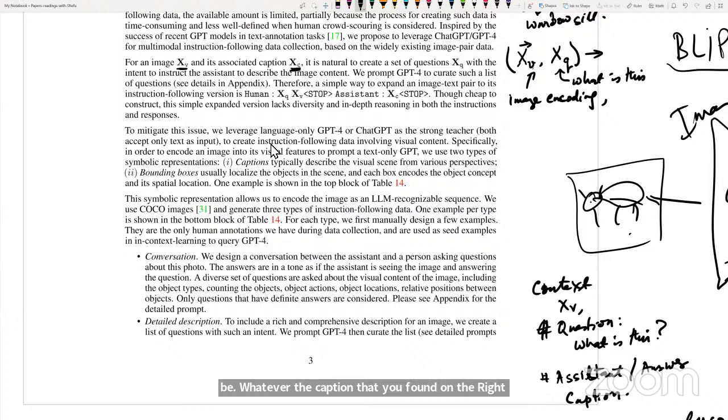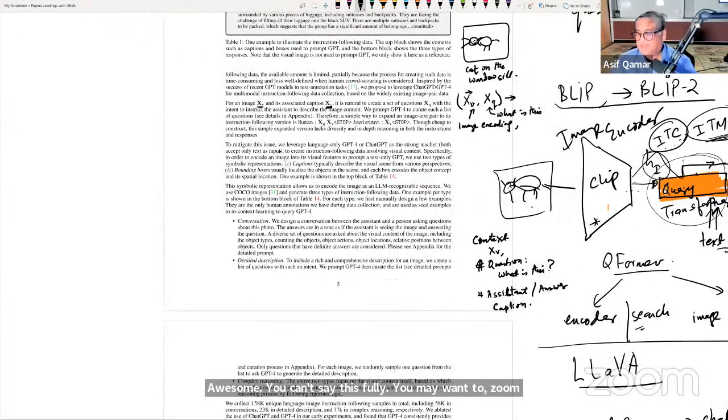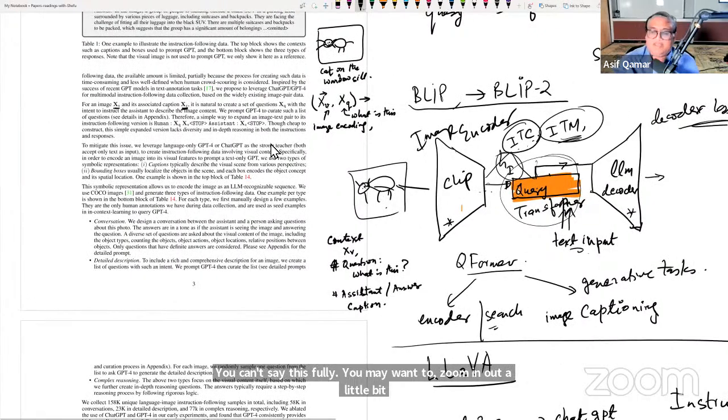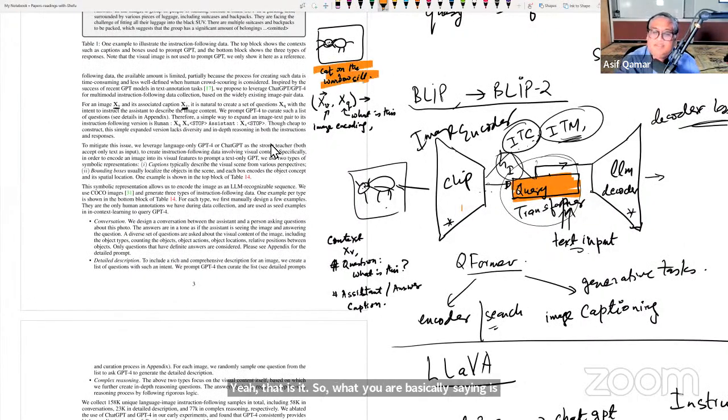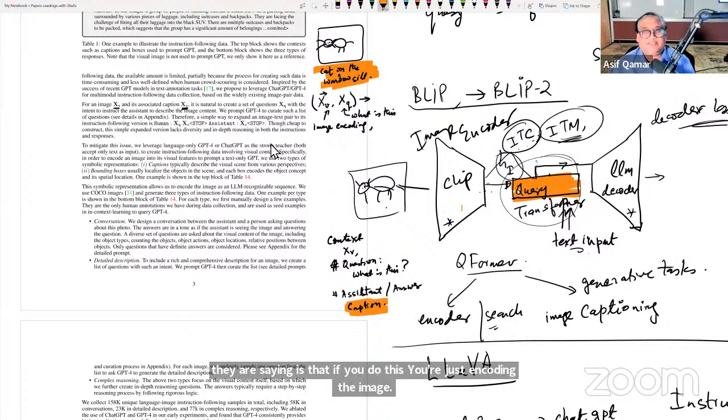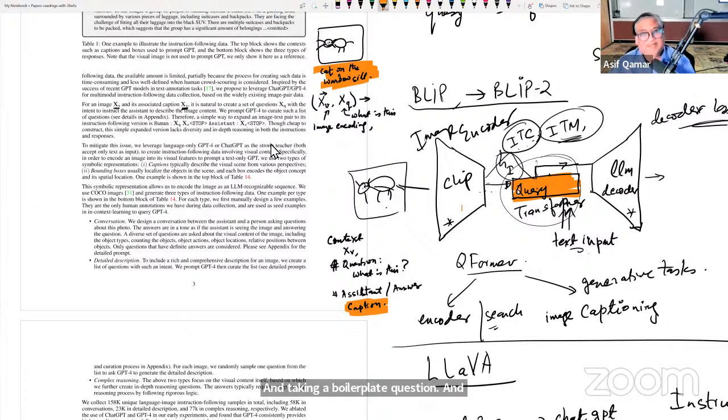You may want to zoom out a little bit. Yeah, that is it. So what you're basically saying is, if this is the caption, then you can make it the thing that the assistant has to produce. Right? Now, it's a very naive way of looking at it. What they are saying is that if you do this, you're just encoding the image and taking a boilerplate question, and you're creating the most naive form of an instruction to train the LLM, and you're saying, hey, this should be the answer from the LLM. A cat sitting on the windowsill, right?